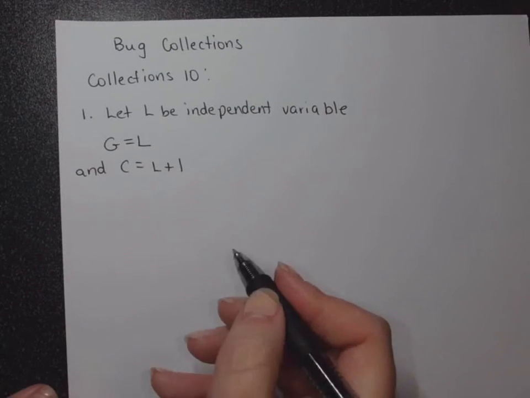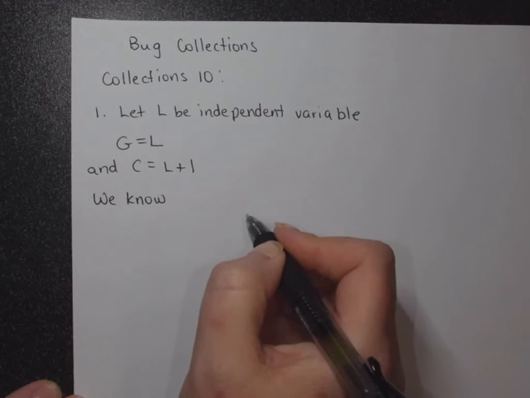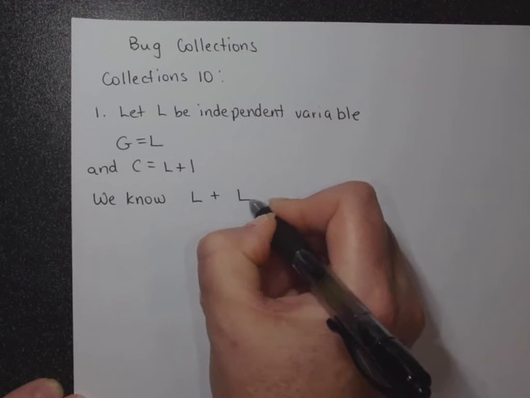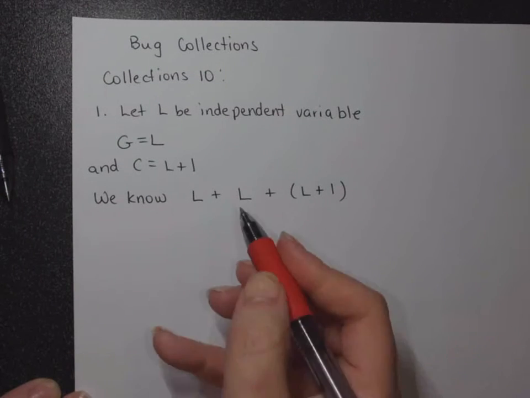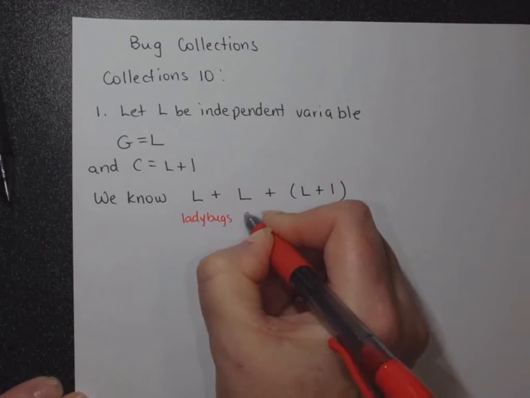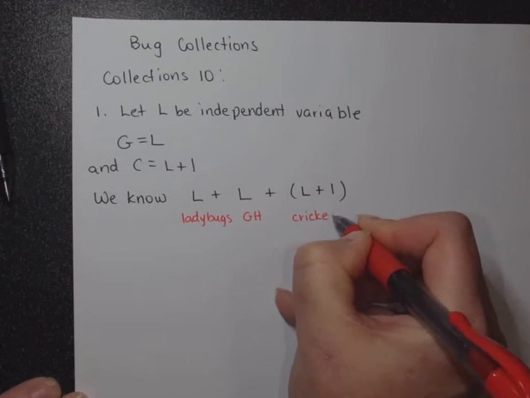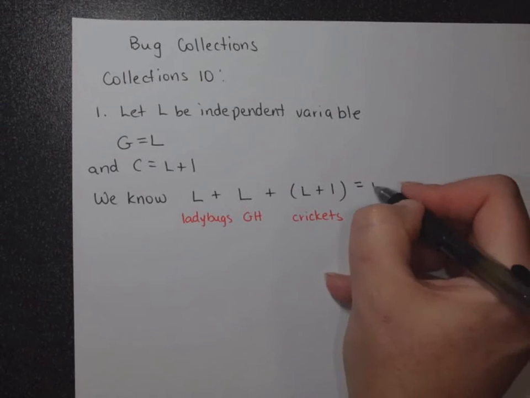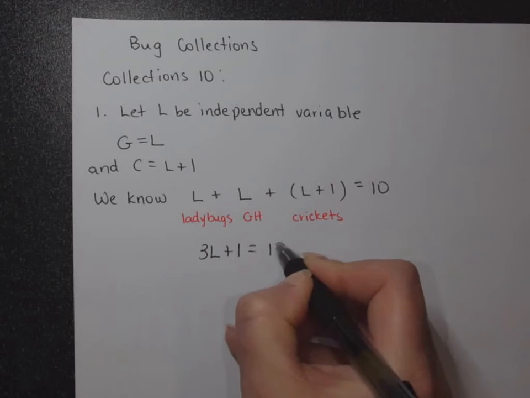If we know that all of these total up to 10, which I think it says she has 10 insects in all, we would say ladybugs plus grasshoppers plus crickets. If you want to, we can label this. This was ladybugs, this is grasshoppers, and this was crickets. And all of this together is supposed to equal 10. So what we have is a pretty simple algebraic expression now.